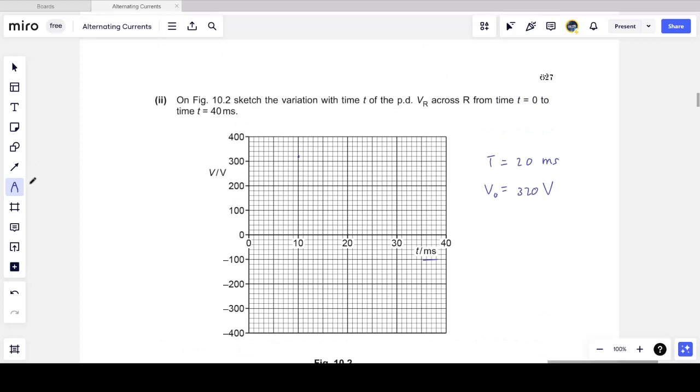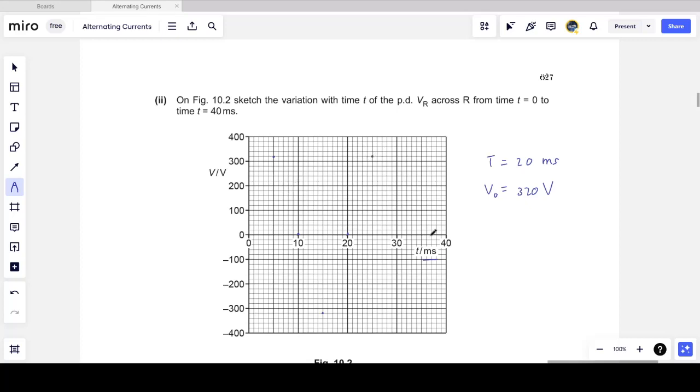So actually my time period here is 20 milliseconds, so the first peak is going to happen at 5 milliseconds. The sinusoidal curve is going to cut the x-axis at 10 milliseconds. We're then going to have another peak at minus 320 volts after 15 milliseconds, and then one complete cycle at 20. And then the pattern will repeat itself.